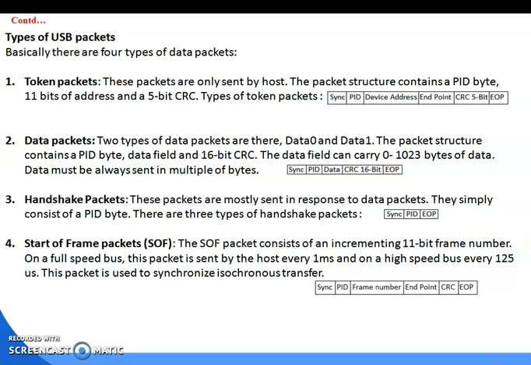Next are handshake packets. These packets are mostly sent in response to data packets, and they simply consist of a PID byte, and there are 3 types of handshake packets. Start of frame packets, SOF. The SOF packet consists of an incrementing 11-bit frame number. On a full speed bus this packet is sent by the host every 1 millisecond, and on a high speed bus every 125 microseconds. This packet is used to synchronize isochronous transfer.